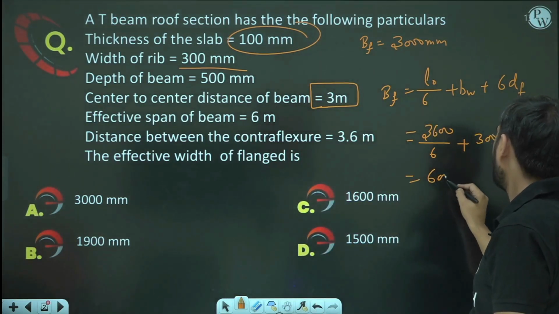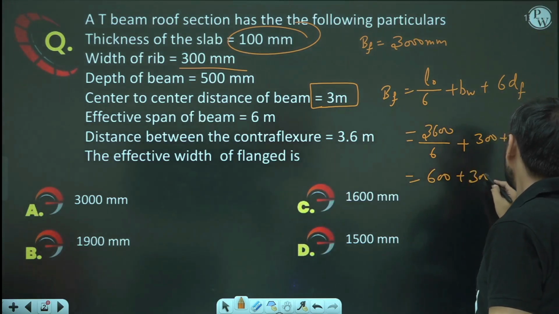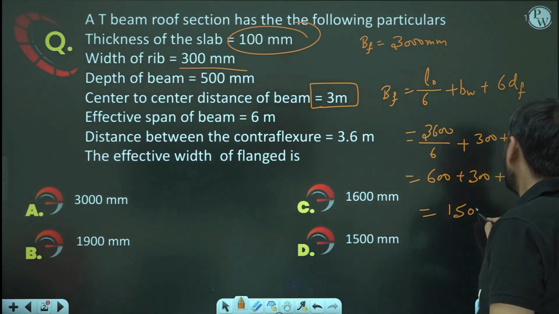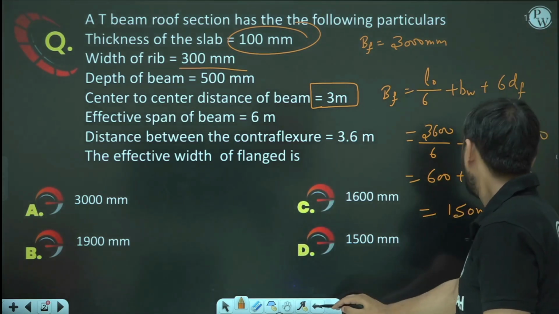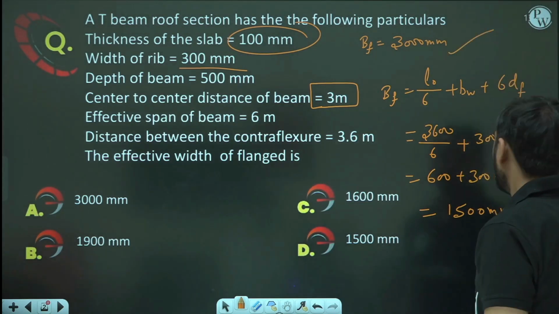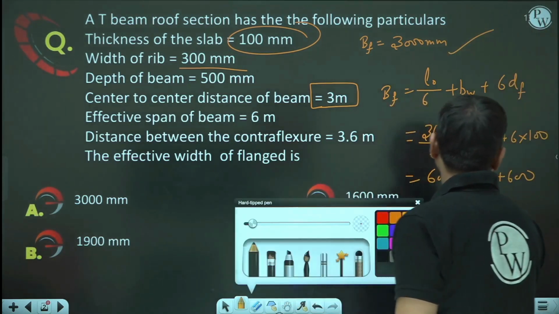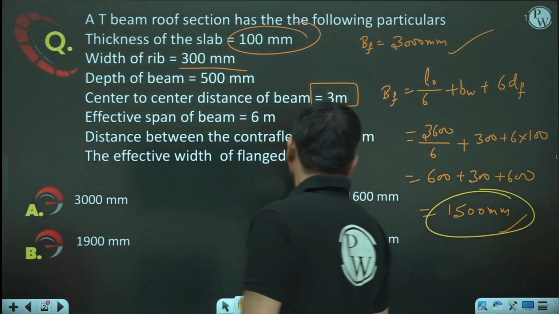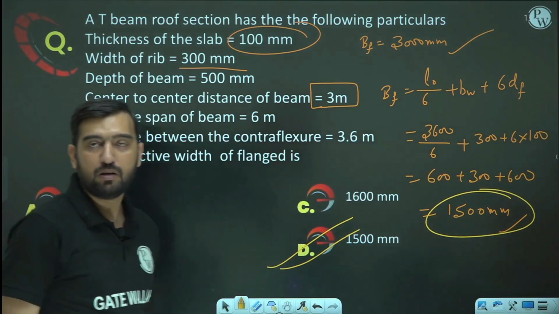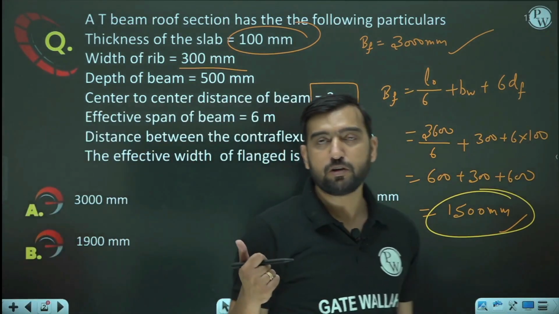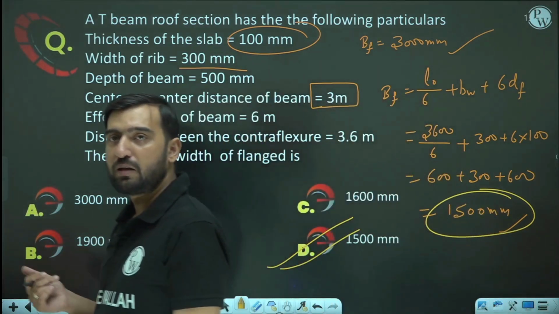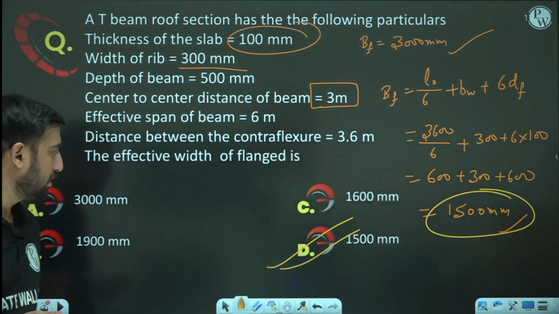So 600 plus 300 plus 600. So total it is 1500 mm. So finally you can say the BF would be minimum of these two. So minimum of these two is 1500 mm. So I would like to go with option number D. Okay, I hope you remember my rule. Whenever a question comes in front of you, you have to pause your video. After that you have to attempt it on your own, then you can match your answer with my answer, isn't it?